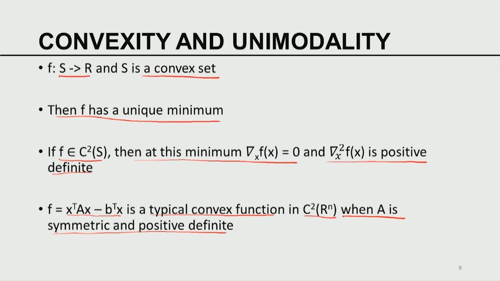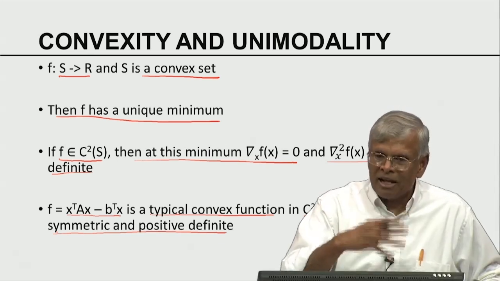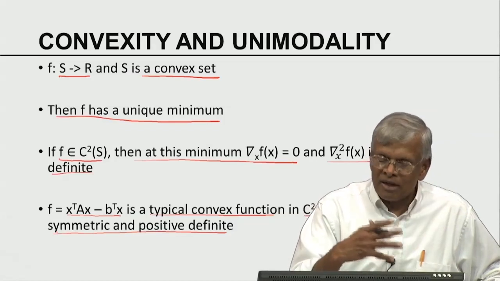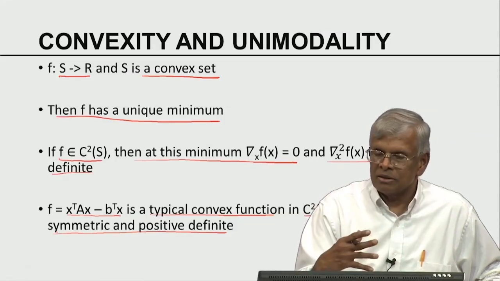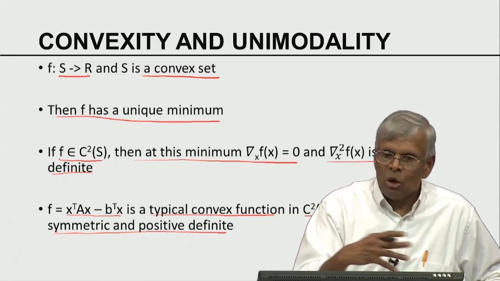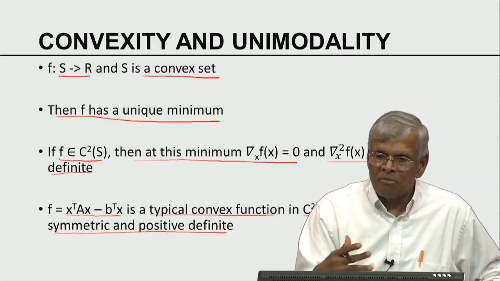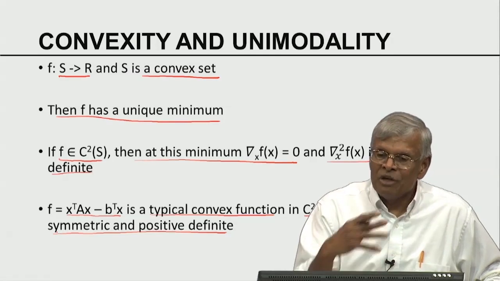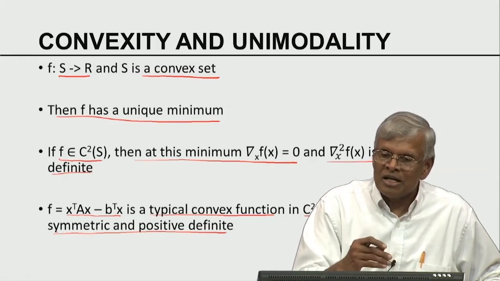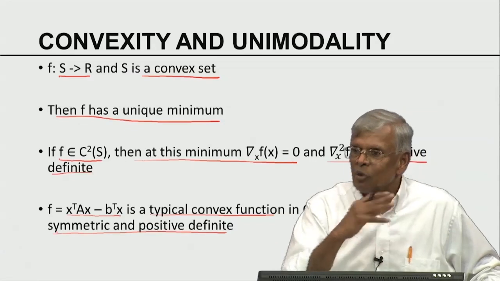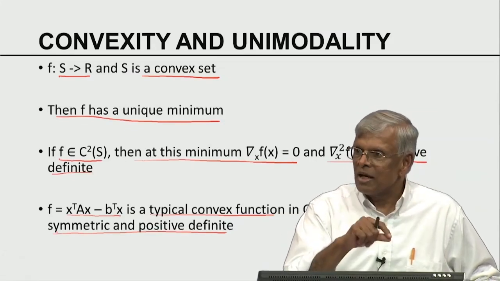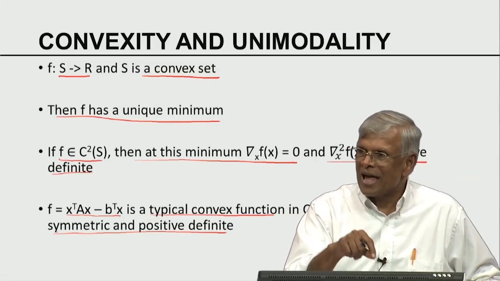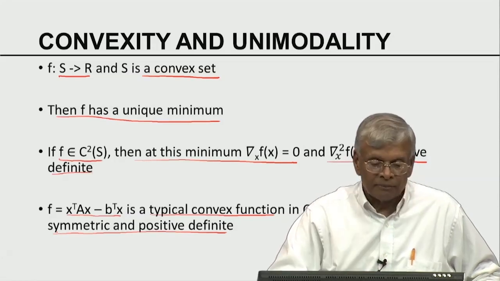So the role of convexity in inducing unimodality is one of the fundamental beauties of the underlying mathematics that one needs to appreciate, to be able to see why, when we develop problems, when we develop objective functions, we always think of objective functions as quadratic forms or quadratic objective functions. And that is where the importance of convexity and unimodality comes into play.